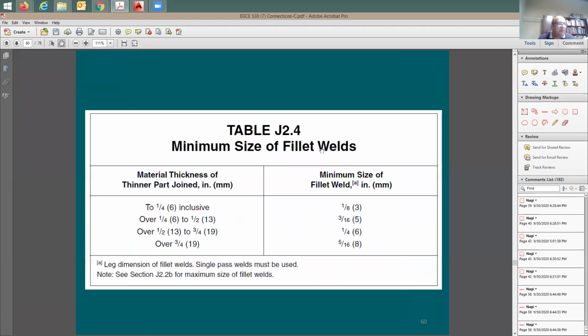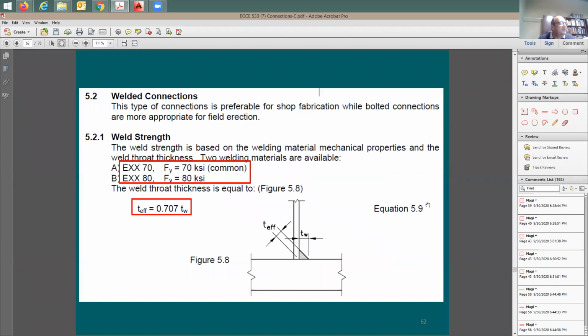Minimum size of fillet weld, it depends on the plate. And here's going to be the minimum weld thickness. I'm going to be skipping all of this. Now I'd like to get to the calculations, which is the important thing for me.